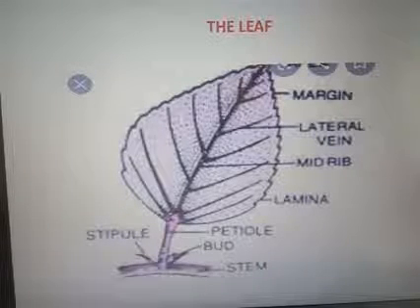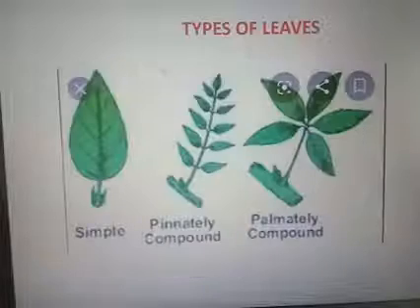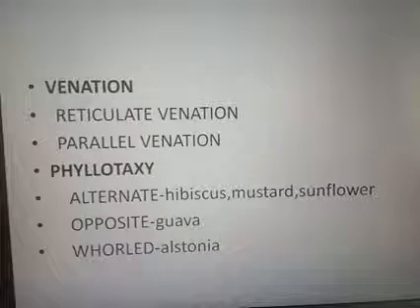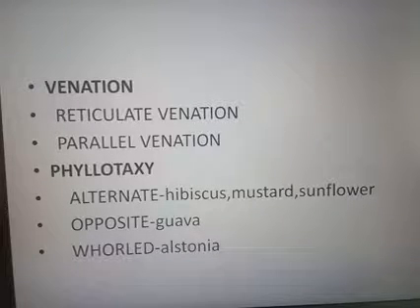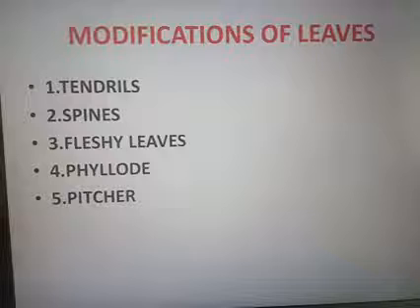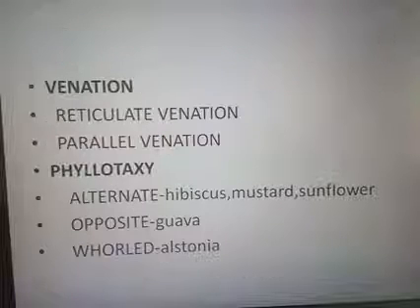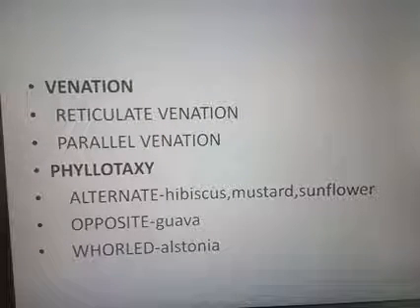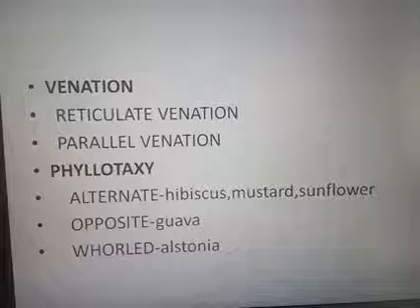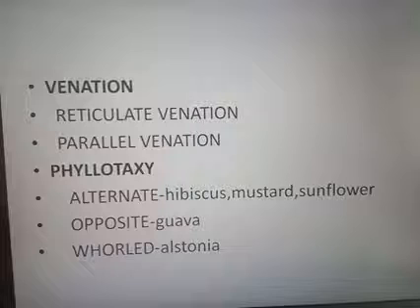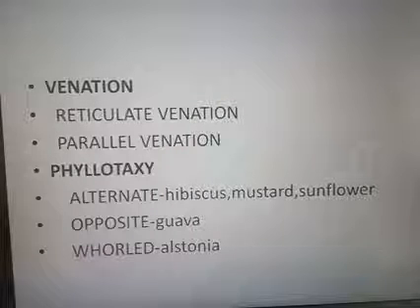Then we are discussing phyllotaxy. Phyllotaxy means the mode of arrangement of leaves on the stem. The phyllotaxies are mainly of three types: alternate, opposite and whorled. Alternate means a single leaf arises from a node, in the same plane or in a spiral form. That occurs in the case of China rose, the hibiscus.